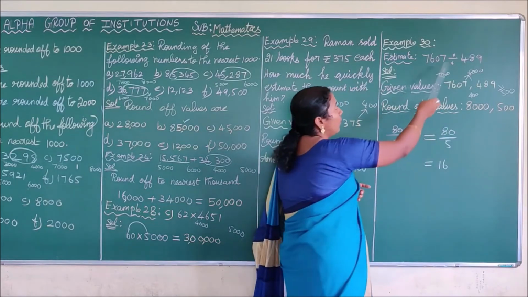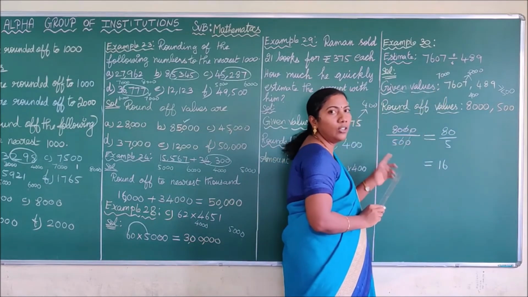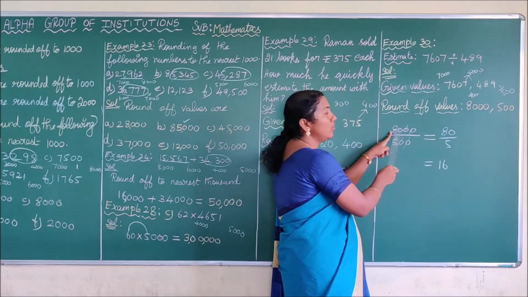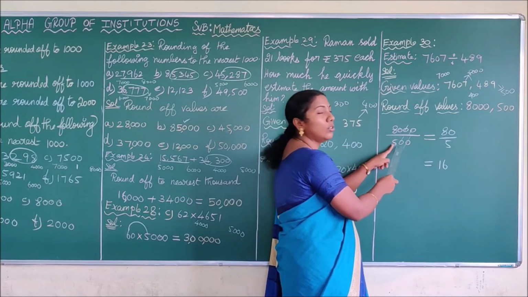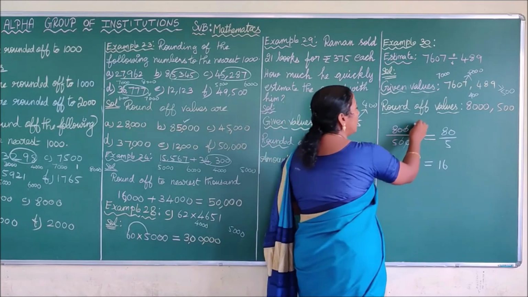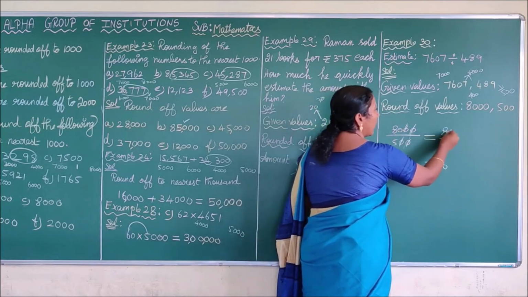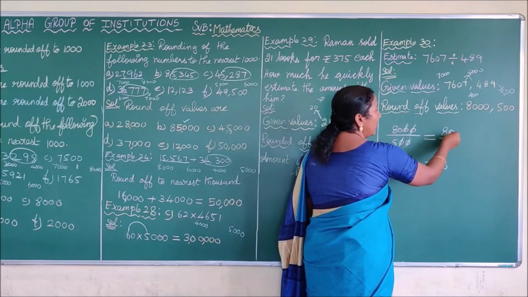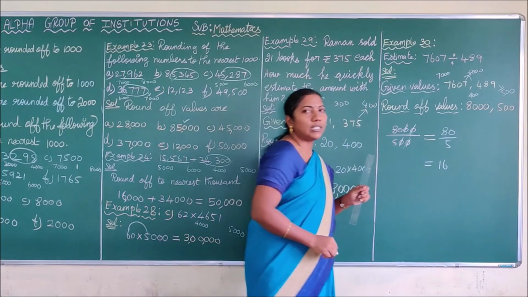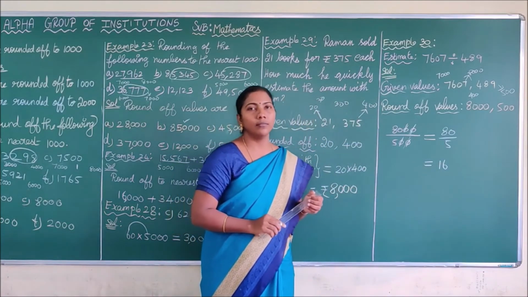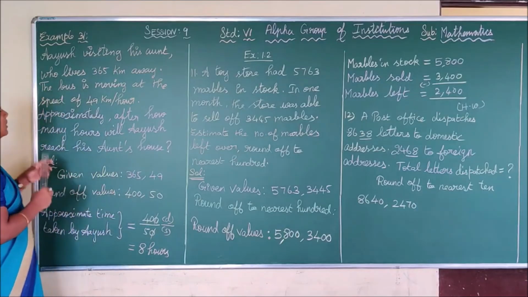See here. Here what is the operation they give? They have to divide the two values. So first value is round up to 8,000. Second value is round up to 500. So first 00 getting cancelled. So remaining we have 80 divided by 5. If you divide 80 by 5, you get the answer 16. Clear, children? Next see the example 31 sum.